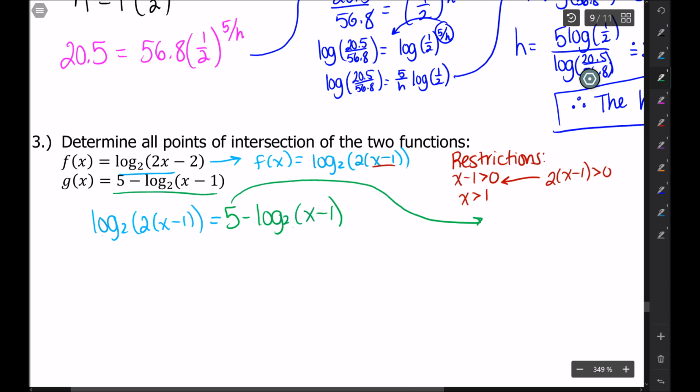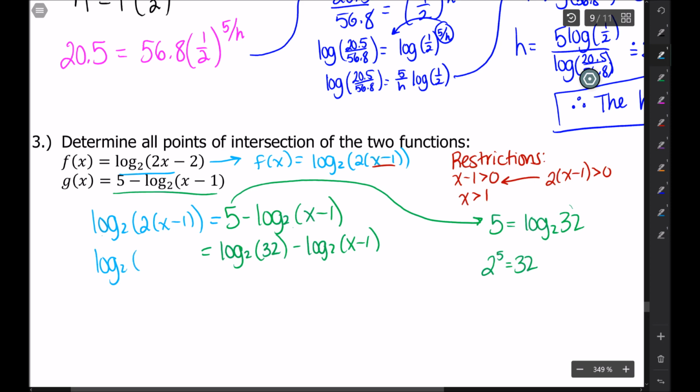So what I'm going to do is write 5 in terms of log base 2. So in other words, 2 to the power of 5 is going to give us this number right here. So 2 to the power of 5 is 32, so this is going to be log base 2 of 32. So I can rewrite this here as log base 2 of 32 minus log base 2 of x minus 1, and then that makes everything so much easier for me when I'm trying to solve this problem right here. Okay? Now let's use our laws of logarithms.